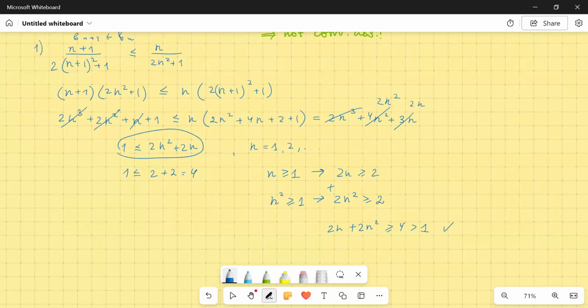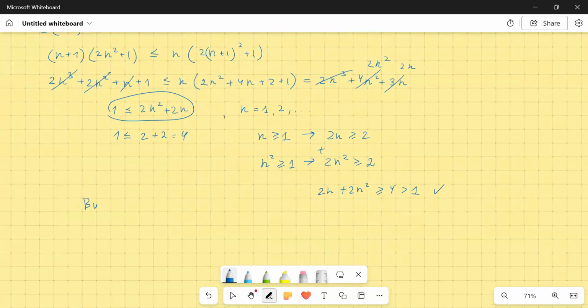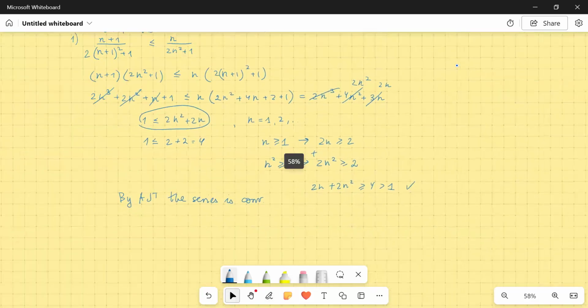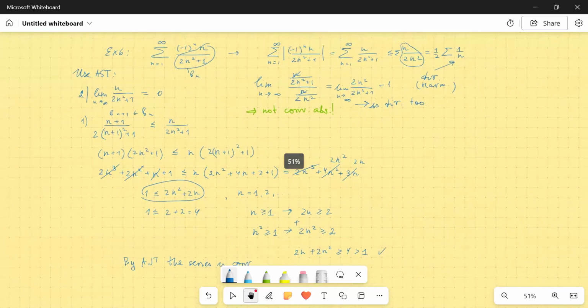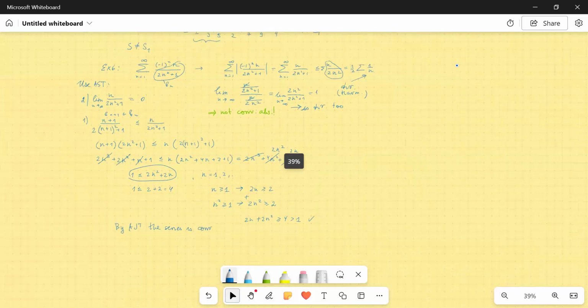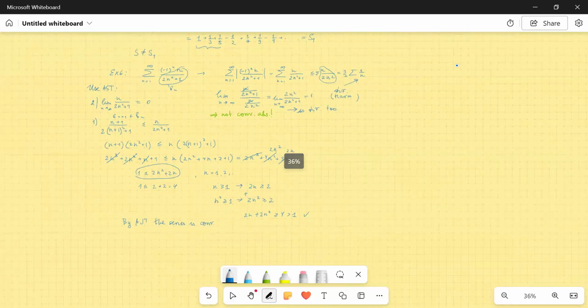I checked my second test, and I can say that by the alternating series test, the series is convergent. Well, it took me too long to prove. I'm going to make it smaller so I can show you both conclusions, because I actually did two tests over here. I tested the actual series and I tested absolute values, right? And I see that by the alternating series test this is convergent, but it's not convergent absolutely.